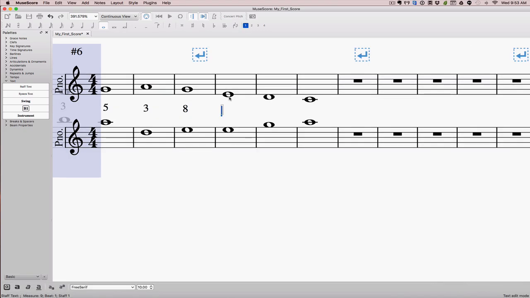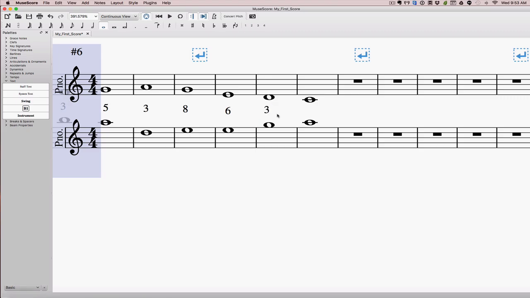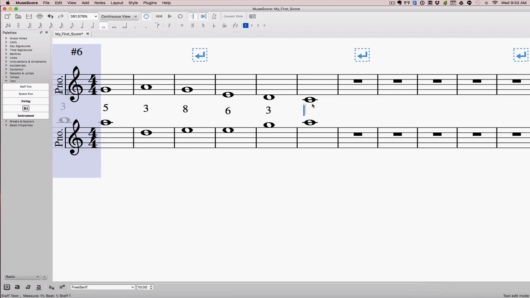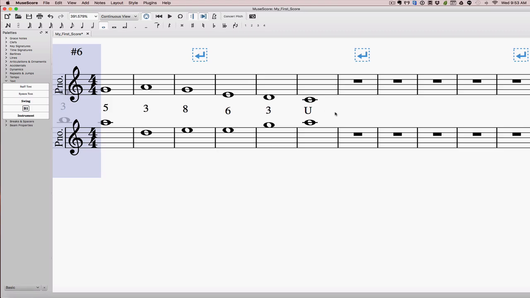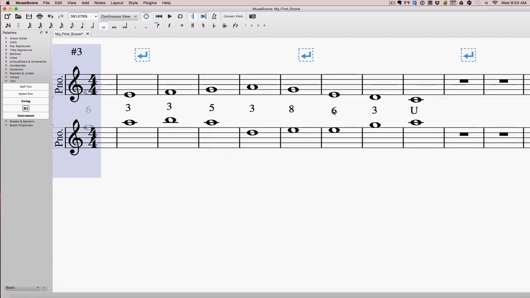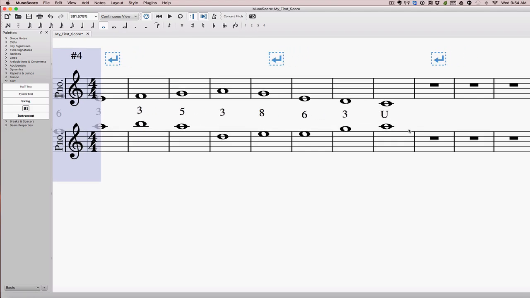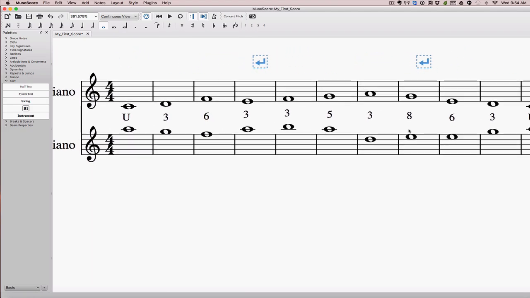Here we have a G and an E. That's going to be a sixth. And a B and a D. That's a third. And we're back to a unison. So for unison, we usually just write a U. Not a 1. I don't know why. It's just the way the rules work.